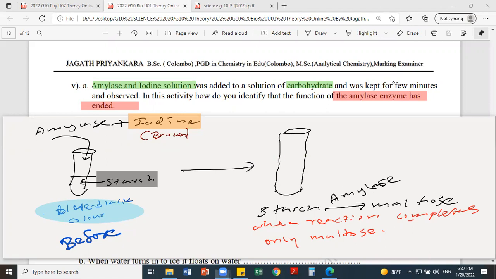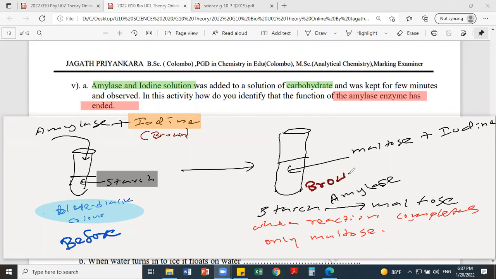Now we'll look at iodine. Iodine no change. What is there at the end? You have only maltose, no more starch, and iodine. Will iodine combine with maltose to give a color? No. Now you get the original color of iodine left. So you get the brown solution at the end. Brown solution, that is because of iodine color.